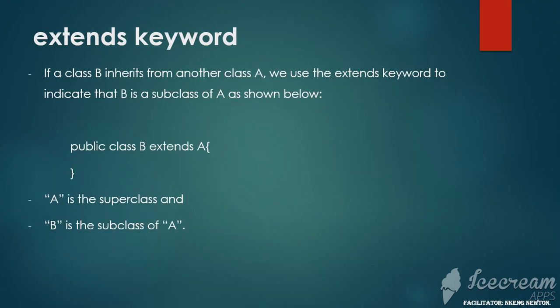So how does inheritance work in Java? To implement inheritance in Java, we use a keyword called the extends keyword. If a class B inherits from another class A, then we say class B extends A. In this case, we are saying that A is the superclass and B is the subclass. That is how you implement inheritance in Java.